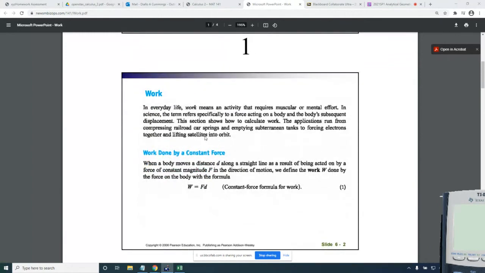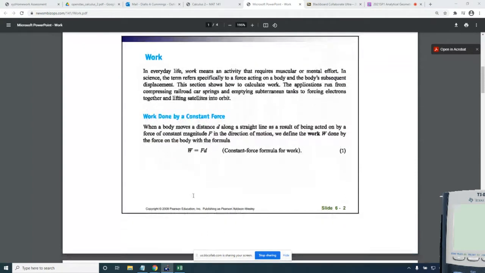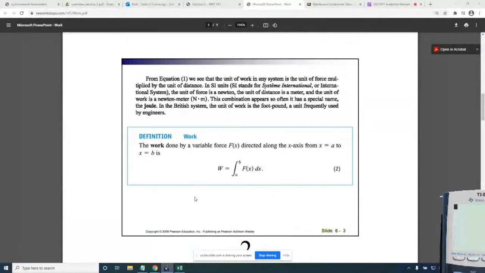And in everyday life, work basically requires muscular or mental effort. But mathematically, the way that we calculate work is by taking a force and moving that force some distance. Once we multiply those two, that would give us work, in its most basic definition. Now, just another thing I want to point out about work itself.